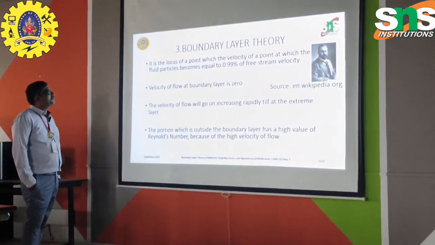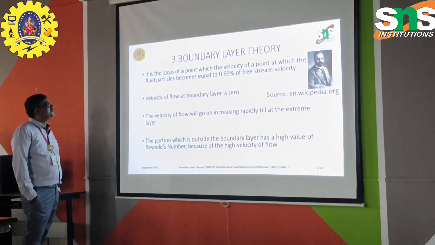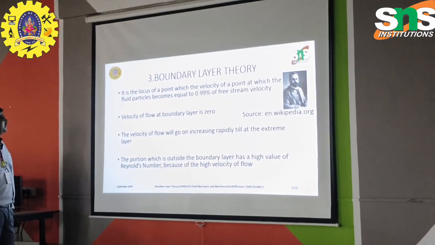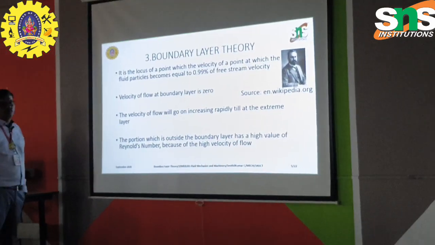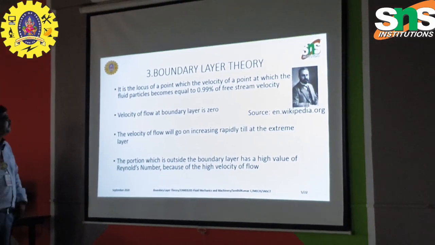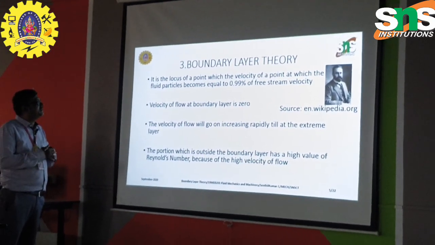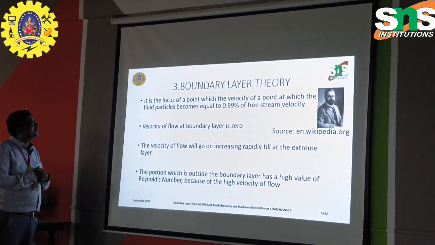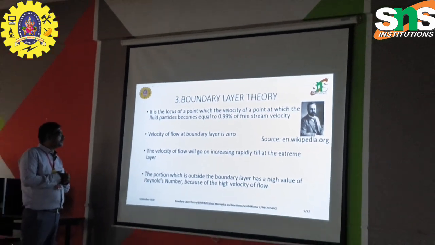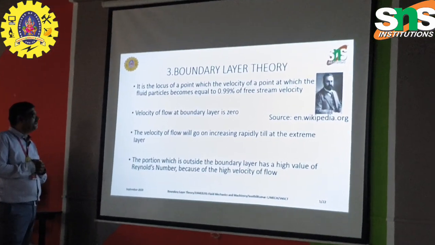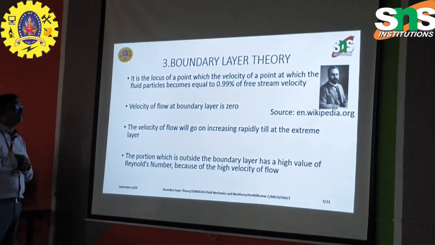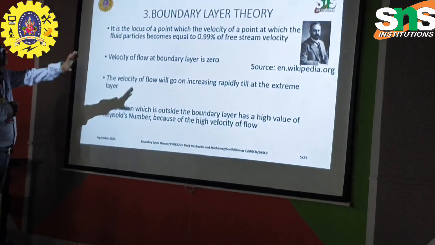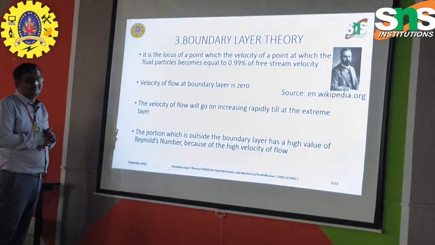It is the locus of points at which the velocity of the fluid particles becomes equal to 0.99 of the free stream velocity. The velocity of flow at the boundary is 0. The velocity of flow then increases rapidly till the extreme layer. These are the concepts he innovated in the boundary layer concept. The portion outside the boundary layer has a high value of Reynolds number because of the high velocity of flow. These are the concepts he invented during the boundary layer theory analysis. Next slide.